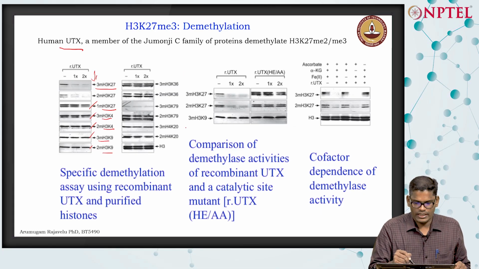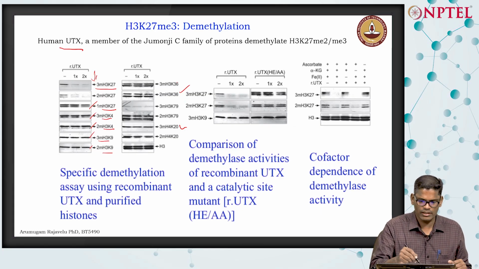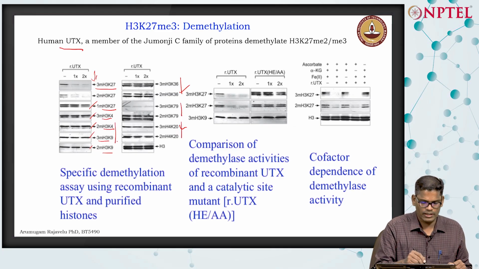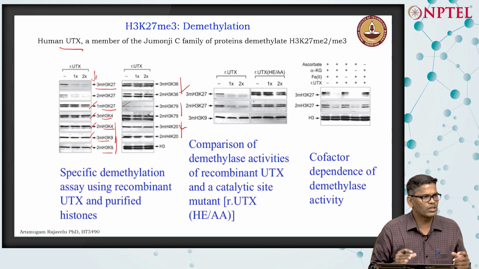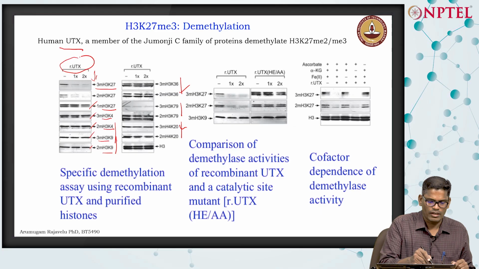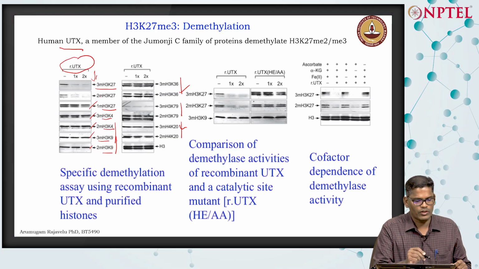Again, this is an extended assay. It doesn't demethylate H3K4, H4K20, K37, none of the other positions. Almost all the major ones, in this case K36, K79, H4K20, H3K4, H3K9, all the major histone epigenetic modifications they tested with the recombinant UTX protein, and it demethylates only at 27.